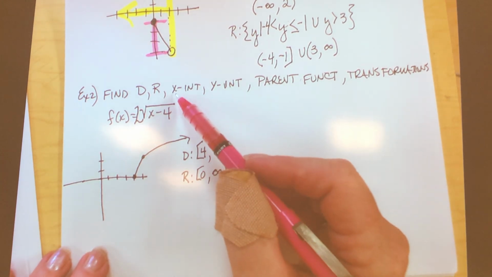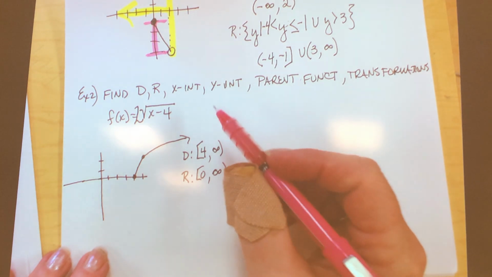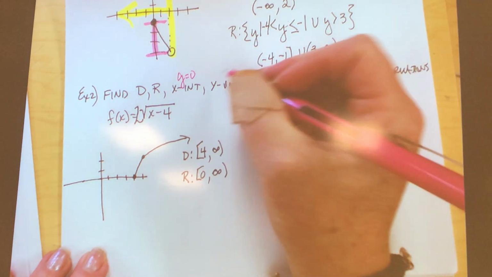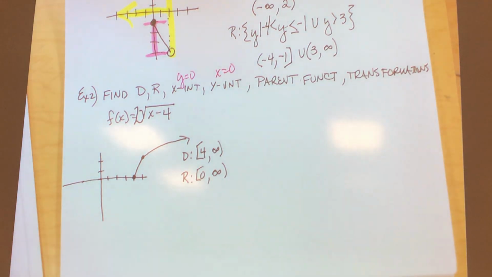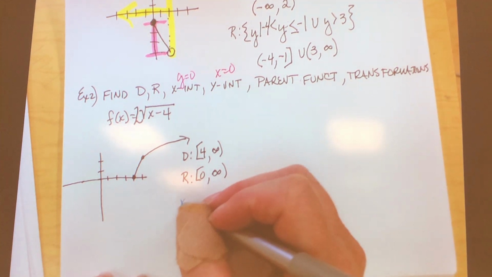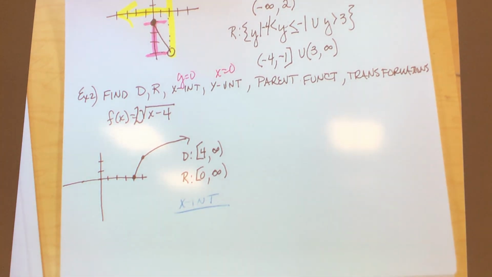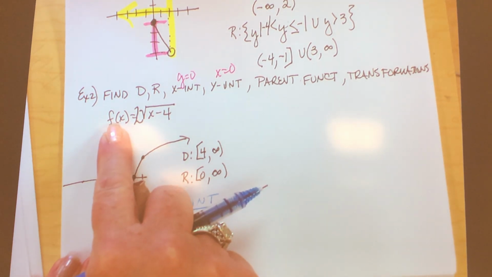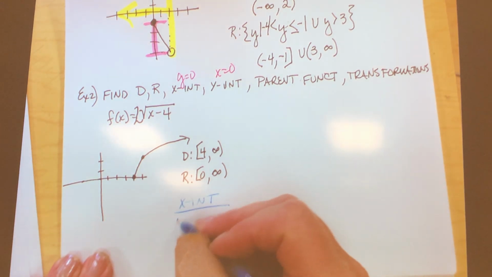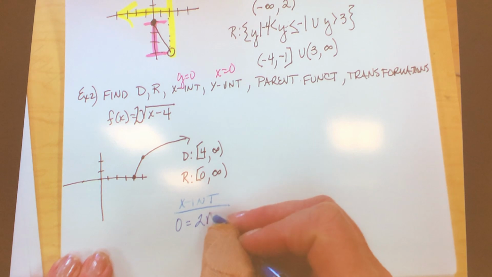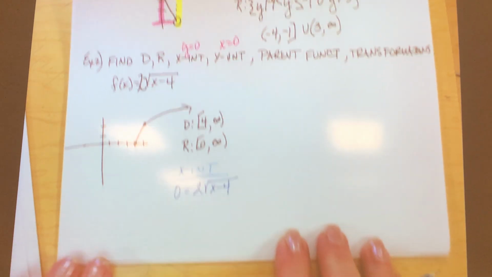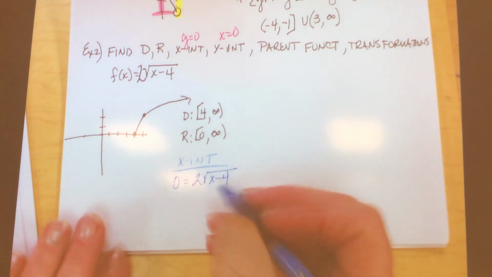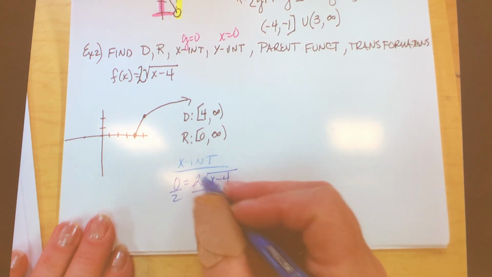All right, so x-intercepts, how do you find x-intercepts? Make y equal to 0. How do you find a y-intercept? x equals 0. So if I'm going to look for an x-intercept, all I'm going to do is take this function and set it equal to 0, because y is 0. So it's going to look like 0 is equal to 2 times the square root of x minus 4. Now what am I doing? Divide by 2. What's 0 divided by 2? 0.